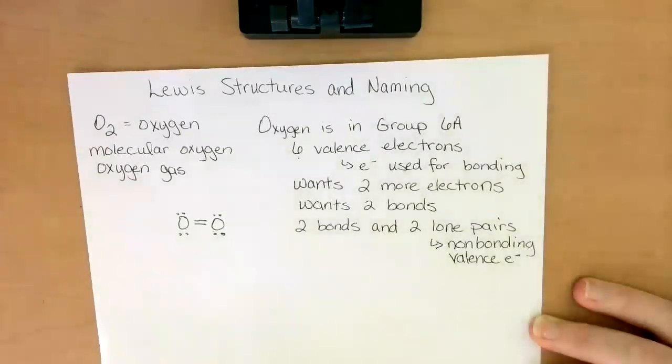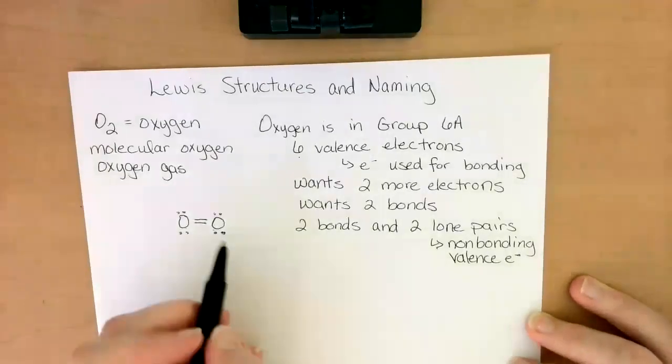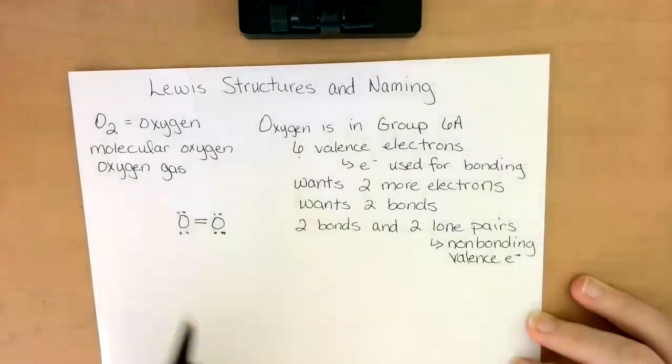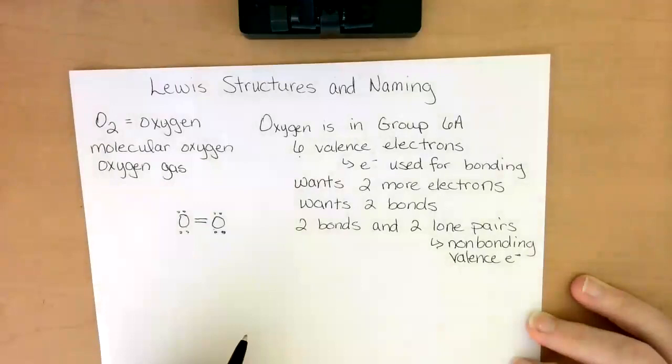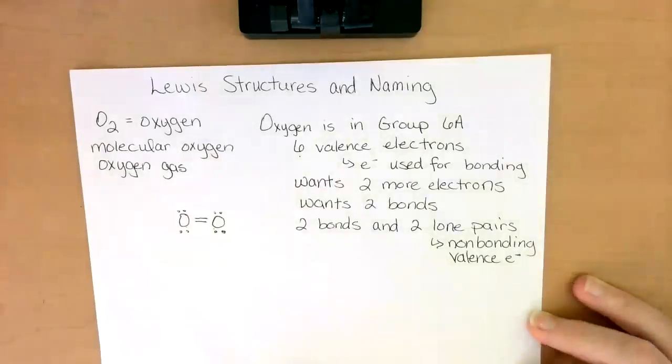Sulfur is going to want to do the same thing to form 2 bonds and have 2 lone pairs left over. This is the final Lewis structure for oxygen.